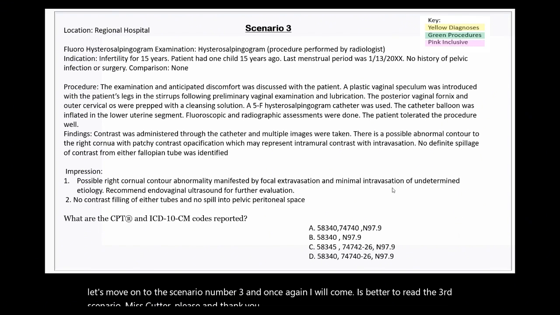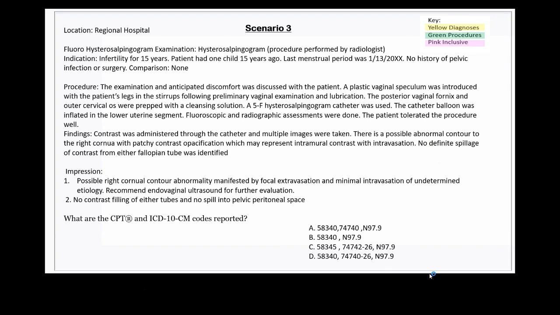What are the CPT and ICD-10-CM codes reported? A: 58340, 74740, N97.9. B: 58340, N97.9. C: 58345, 74742, modifier 26, N97.9. D: 58340, 74740 with a modifier 26, N97.9.